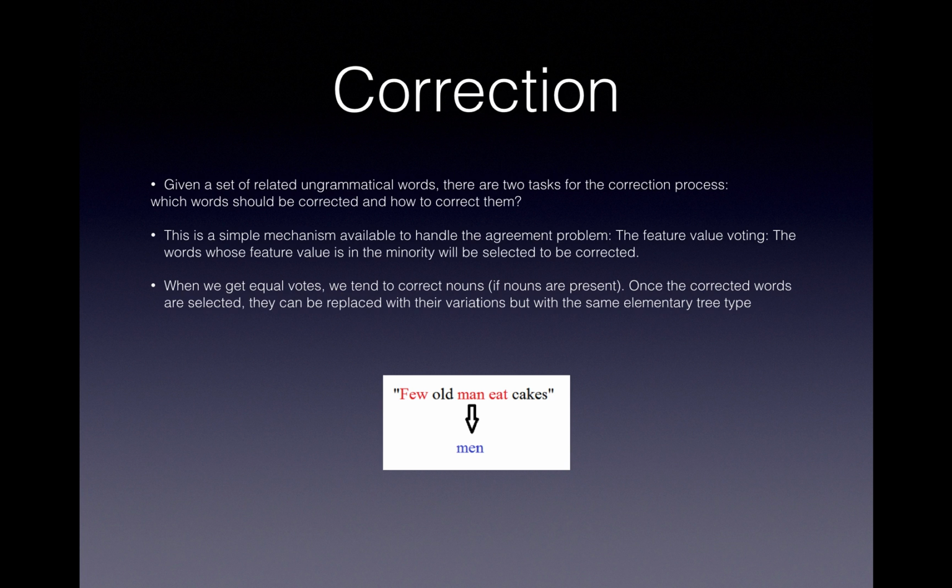There is a simple mechanism available to handle the agreement problems. We use feature value voting. The words whose feature value is in the minority will be selected to be corrected. When we get equal votes, we tend to correct nouns if nouns are present. Once the words to be corrected are selected, they can be replaced with their variations but with the same elementary tree type.